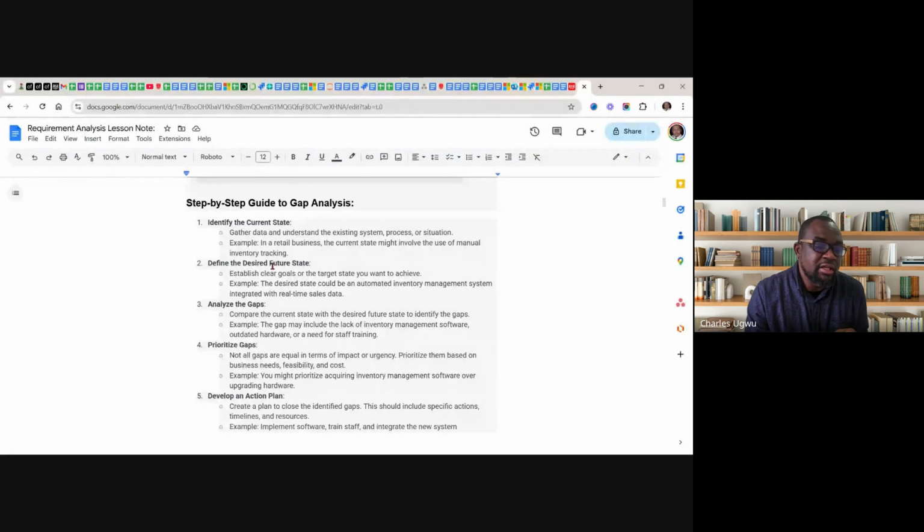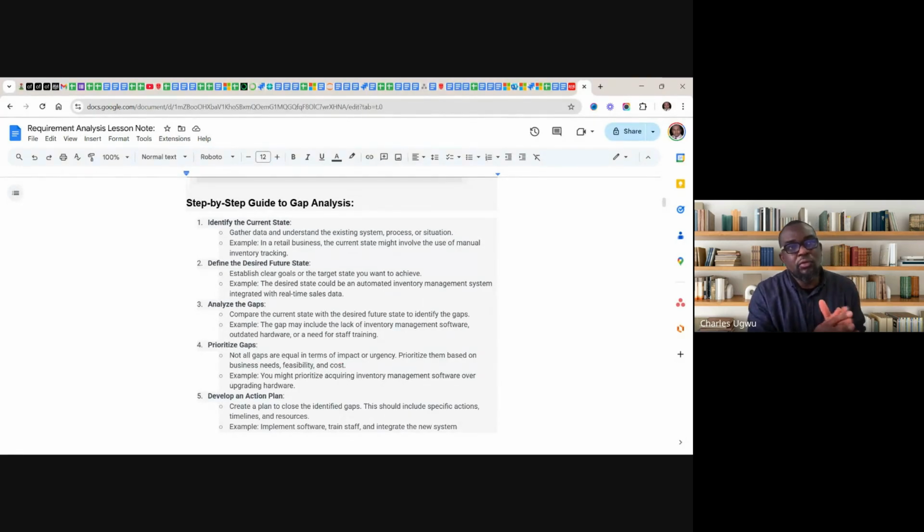Here you carry out, identify the current state and define the future state. Now you carried out the gap and now you've seen that here we have inventory management software. That is where the problem lies. Outdated hardware in the inventory management, so you need to update this outdated hardware. And then you need to train staff. Very simple. And once you've done these three steps, the next step is to prioritize the gap.